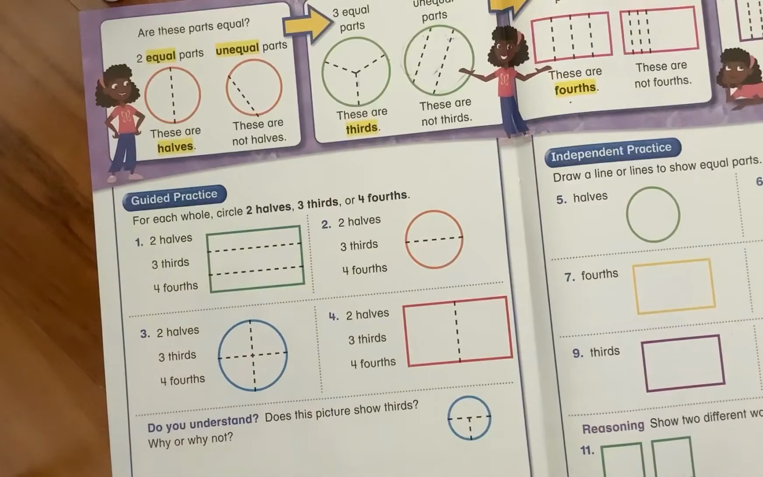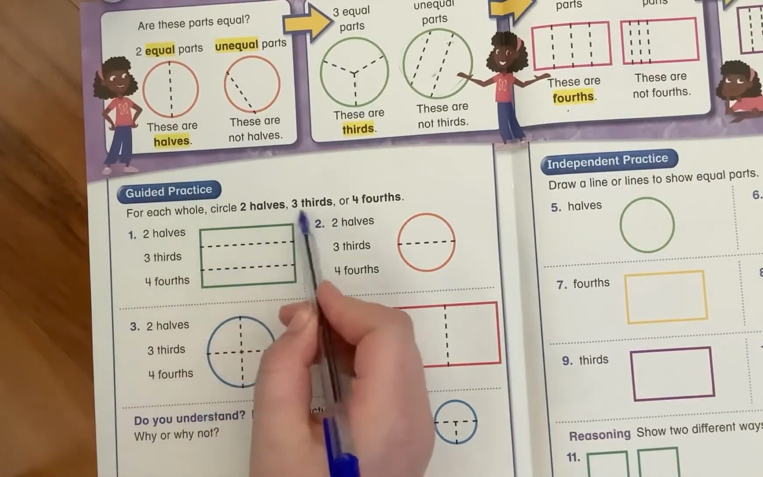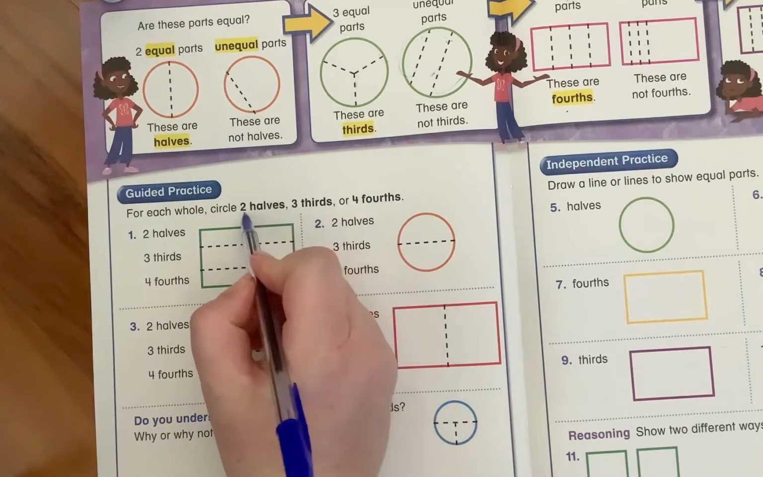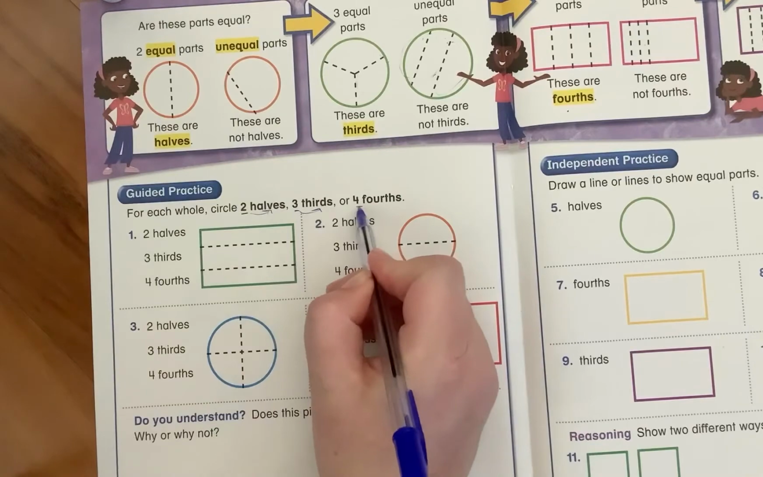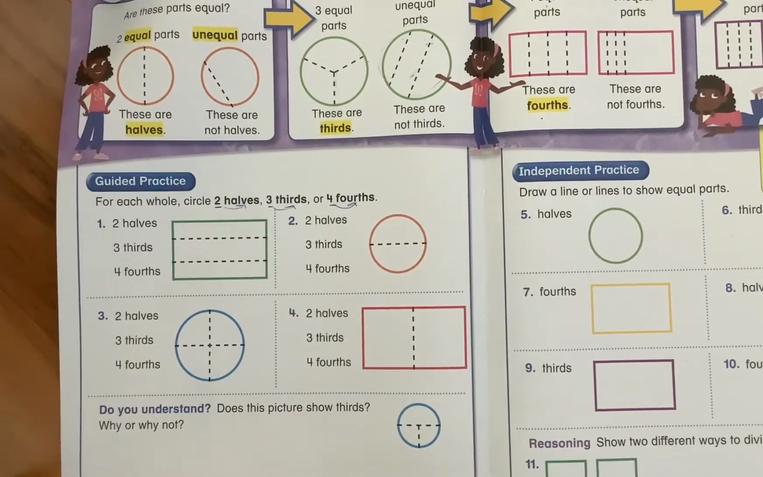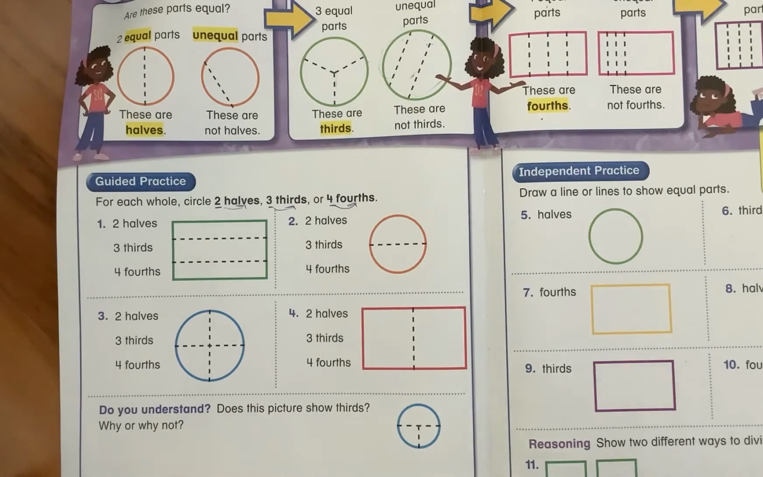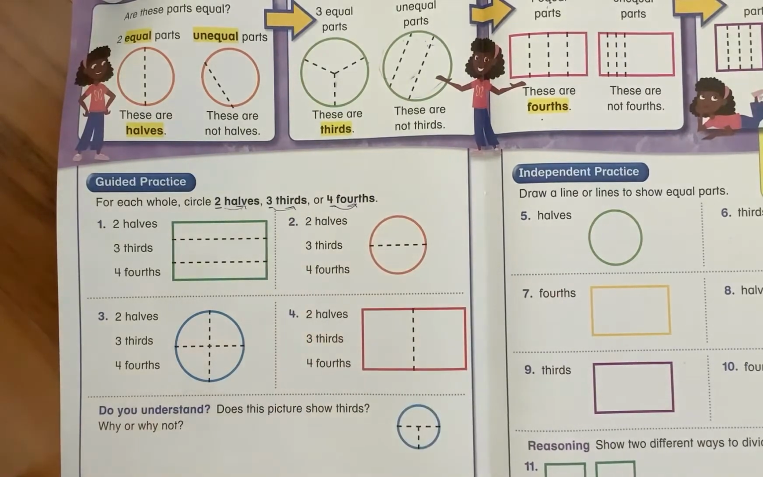So guided practice. For each whole, circle 2 halves, 3 thirds, or 4 fourths. The main thing here is that you're practicing that 2 are called halves, 3 are called thirds, and 4 are called fourths. So again, I would encourage you to say these words out loud so that your brain can hear them, so that you're practicing speaking them. I know that it's a little harder. We're not in the classroom to have turn and talks with your partner. So talk to yourself or tell a family member. Go into the bathroom and tell them about halves, thirds, and fourths in the mirror, whatever you need to do to practice the vocabulary.